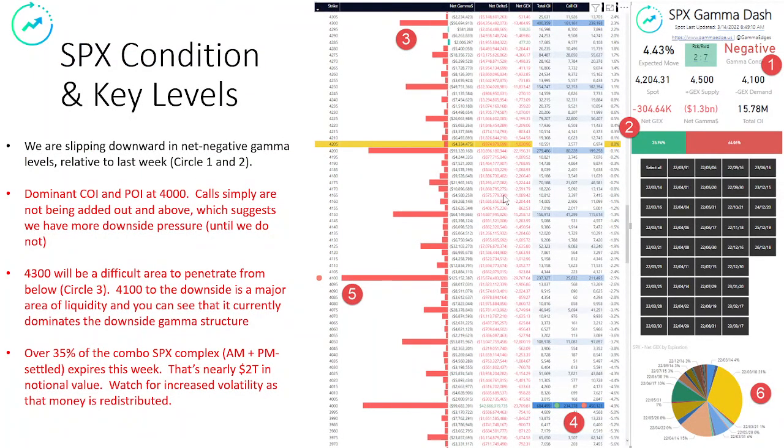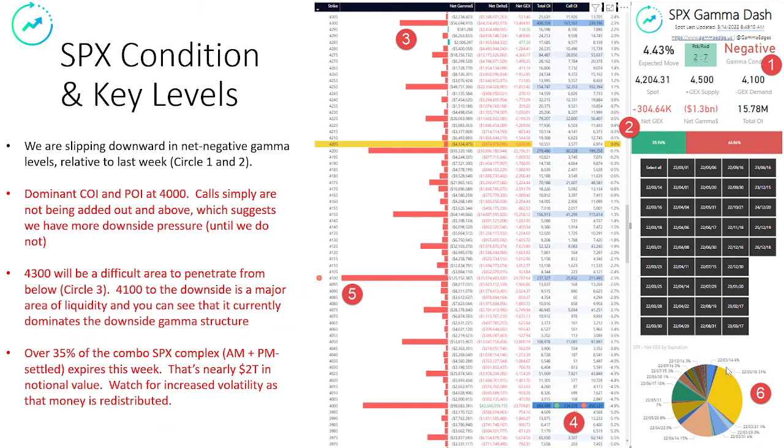And finally, when we take a look at the overall condition of the SPX, and this is the combo, so this is both the AM and the PM settled, net negative, fairly significant level. This has grown quite a bit over the weekend. A lot of puts being added, as I said. 4,300 is the last major net negative gamma. You can see the deltas are all negative except down here where we've got both the call open interest and the put open interest. 4,100 remains a downside target to watch, and then of course we could fall through to 4,000 or even points below.